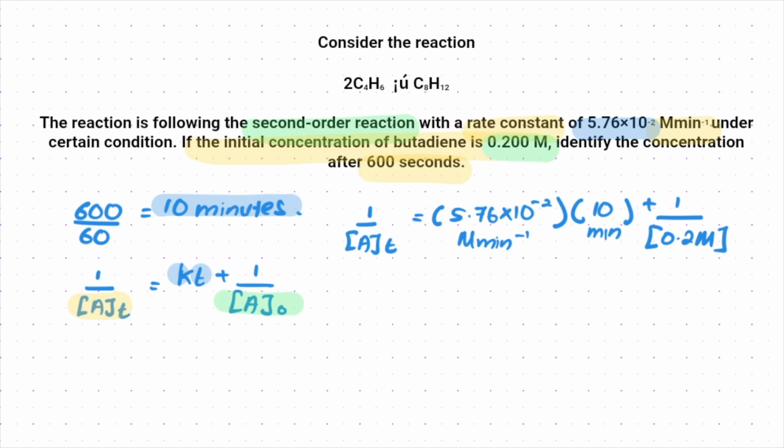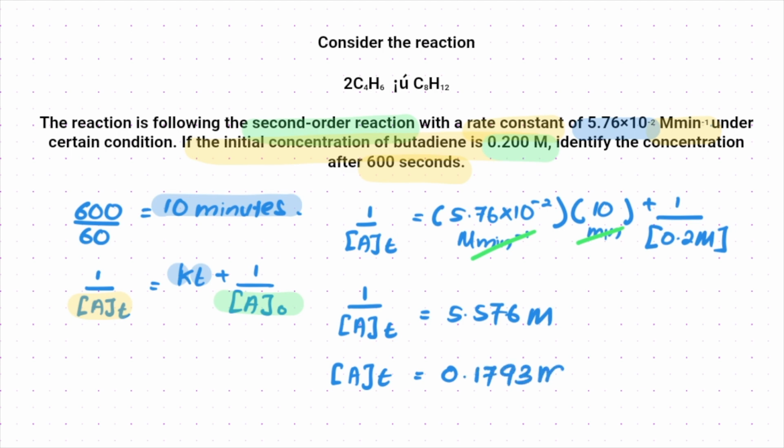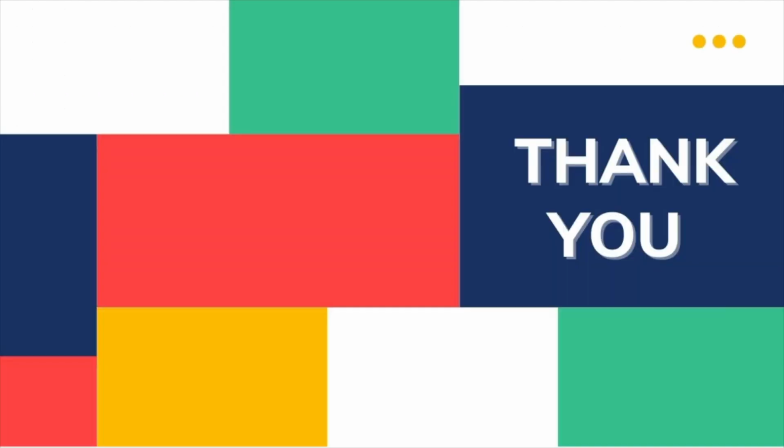Right, so from here, this one is per minute and this one is minute, so you are left with molar. So from the calculation here, you will get 1 over At is equivalent to 5.576 molar. Therefore, you will get At is equivalent to 0.1793 molar. So this is the final answer for the sixth question.